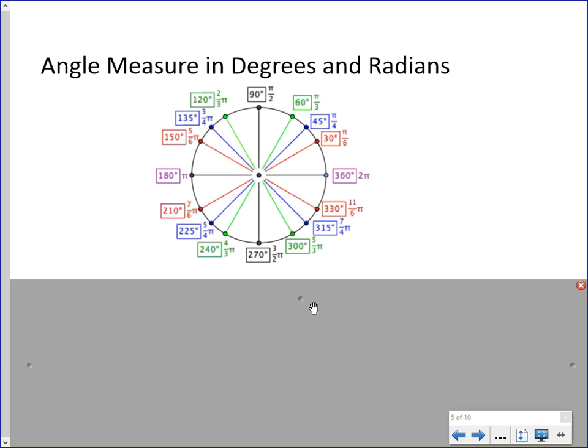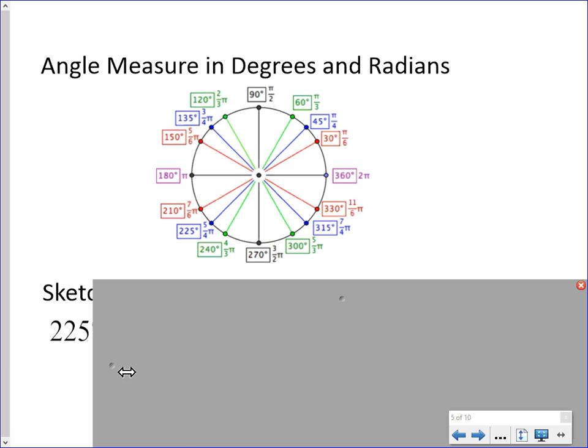Now, we should be able to then draw sketches of angles based on what we know, and this would be kind of like an estimation. You may or may not have that specific angle on the picture that I've drawn for you, but you'd be able to determine in what quadrant and to which axis it would be closer to.